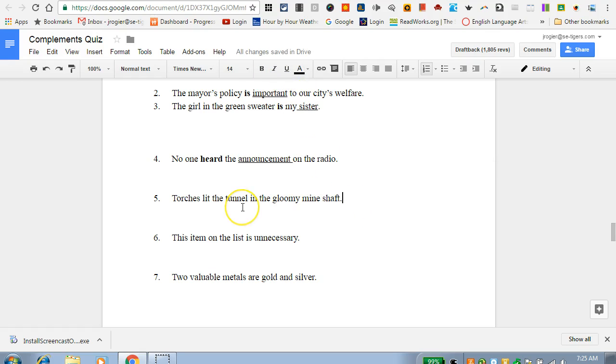Number 5, torches lit the tunnel in the gloomy mine shaft. Torches lit. Whom or what did they light? They lit the tunnel. And so tunnel is our direct object. Let me boldface our verb there.